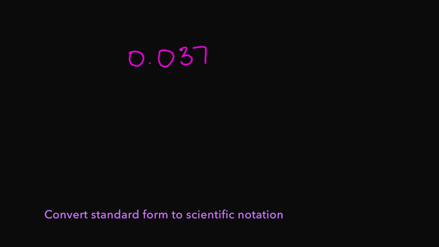I'm going to do the same thing. We're going to move my decimal point. So we're going to do 1, 2. I'm going to stop right here between a 3 and a 7. So my answer here is going to be 3.7 times 10 to the negative 2nd power.